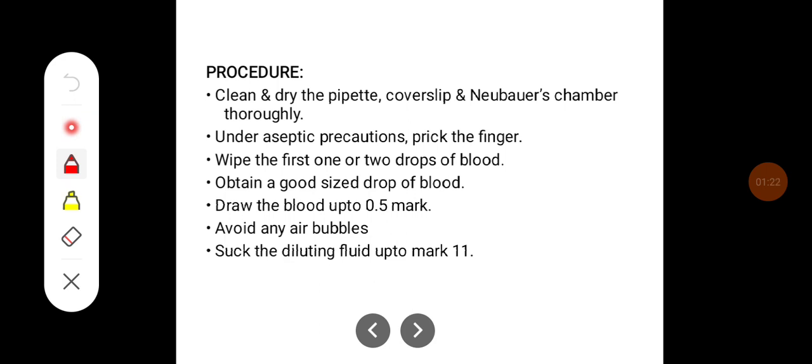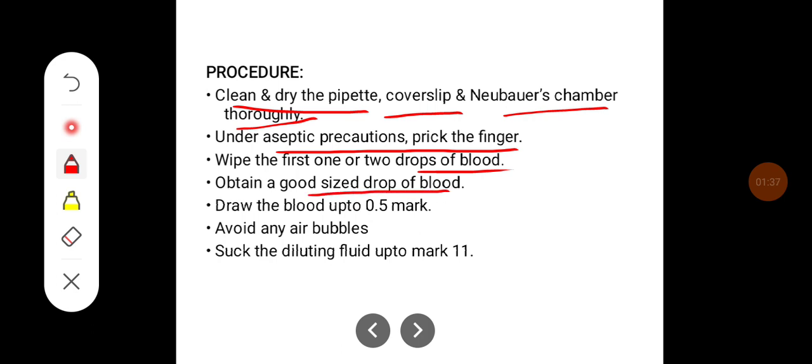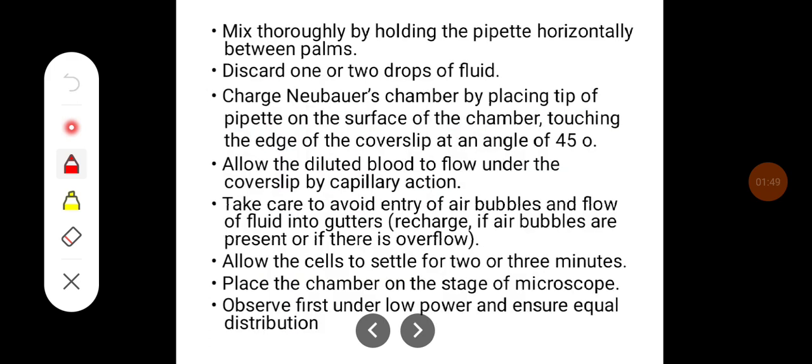So the procedure is: initially clean and dry the pipette, cover slip and Neubauer's chamber thoroughly. Under aseptic precaution, prick the finger, wipe the first one or two drops of blood, then obtain a good sized drop of blood, draw the blood up to the 0.5 mark, and avoid any air bubbles, and suck the diluting fluid up to the mark 11. Mix thoroughly by holding the pipette horizontally between the palms. Discard one or two drops of the fluid.